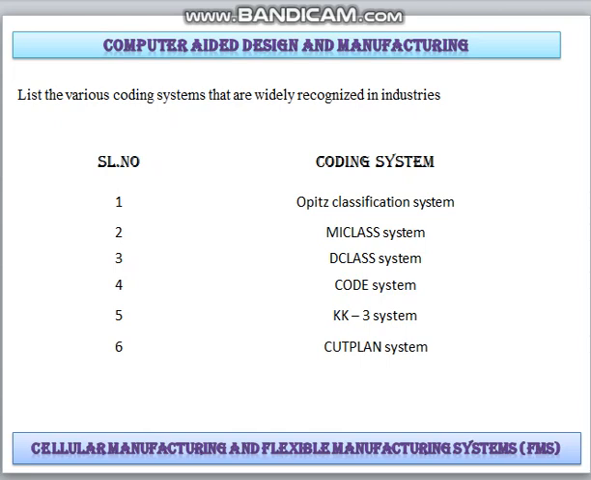Next, the KK3 system. This is widely used as a general purpose classification and coding system. It is basically used as a coding system for parts that are machined. So these are the various coding systems that are widely used for recognition in industries.